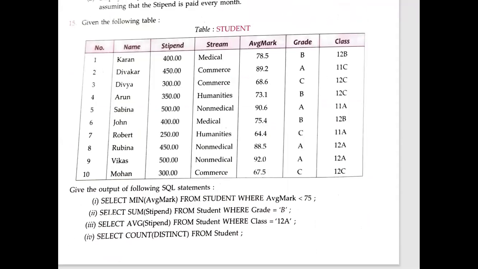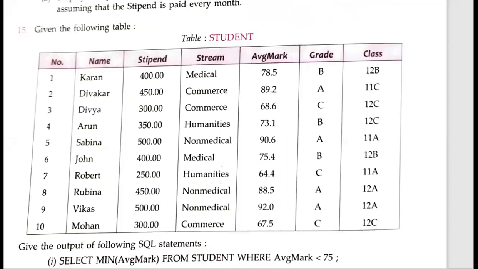Then again, a very easy question. You have to write the answer, but remember, you will not speak the answer, otherwise others will not get a chance to understand. Select min of AVJ marks from student where AVJ marks is less than 75. Output you have to write, remember this thing. Let me also see what is the output.